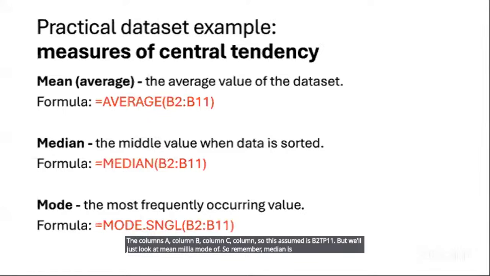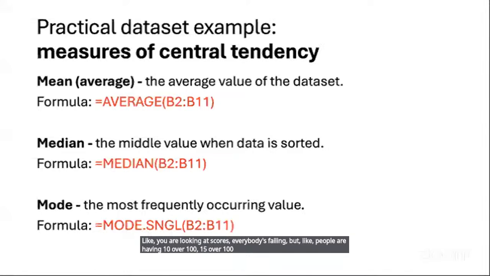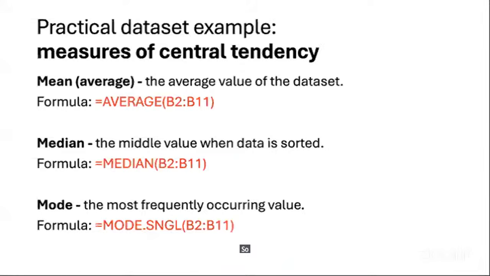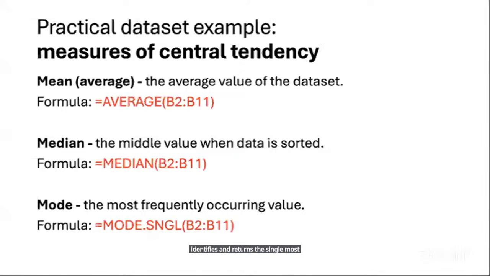Remember, median is used when data contains extreme values. Like you're looking at scores, everybody is failing, with people having 10 over 100, 15 over 100. Generally, there you have somebody that is having 80 over 100. When you look at the median, that 80 over 100 might not really influence the median. Yes, you have somebody that had 80 over 100, but the median is going to fall within failure. Those are fair.